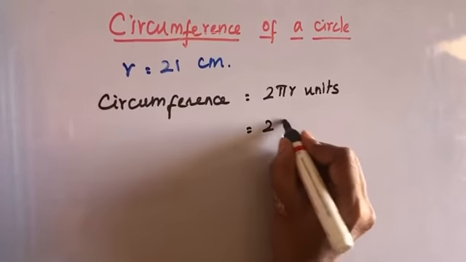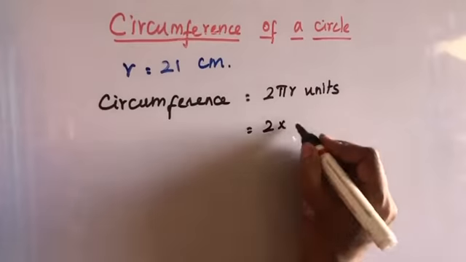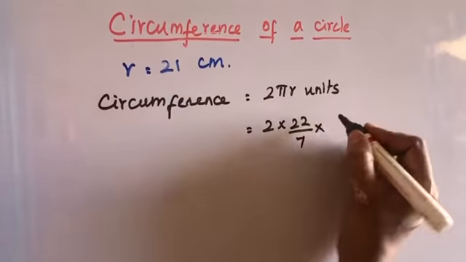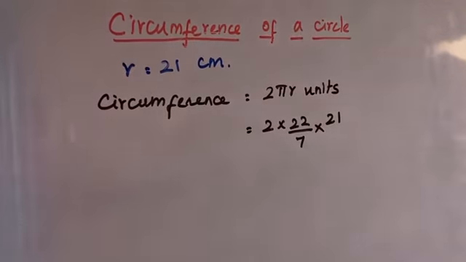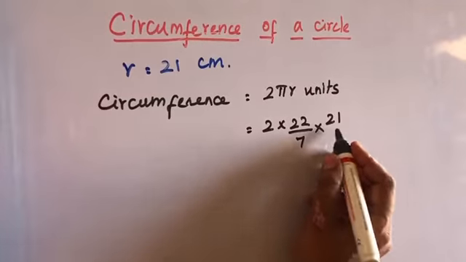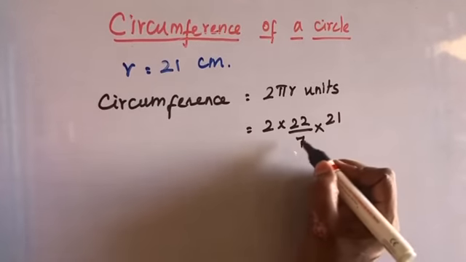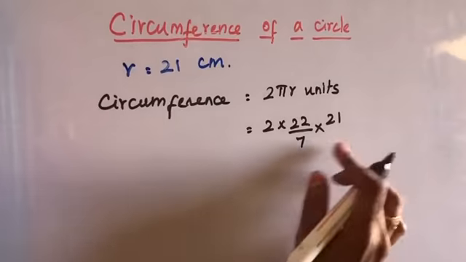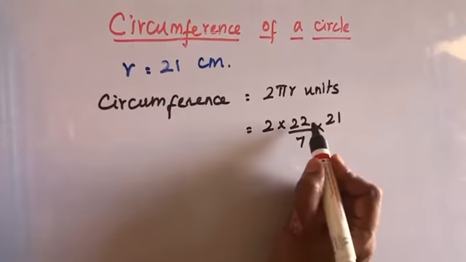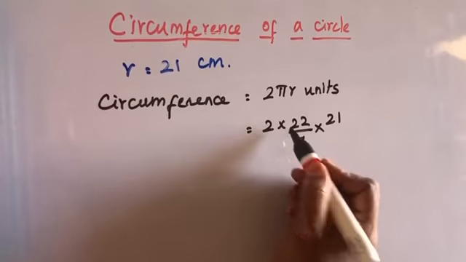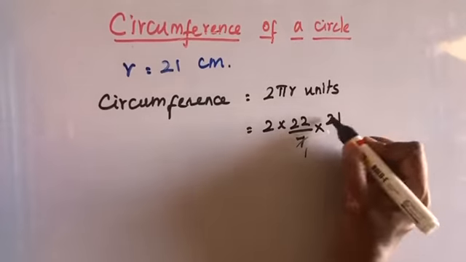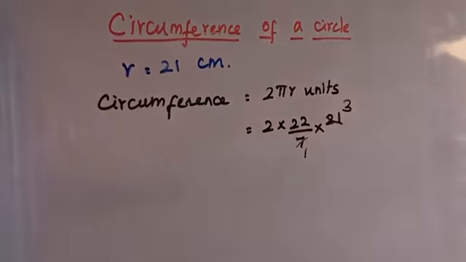So 2, we know the value of pi, and it is 22 by 7, and r is 21 centimeter. Shall we simplify it? You can cancel a numerator with a denominator. You should not cancel the numbers that are side by side. For example, 2 and 22 you should not cancel, but 7 and 21 you can cancel. So 1 7 is 7, 3 7s are 21.